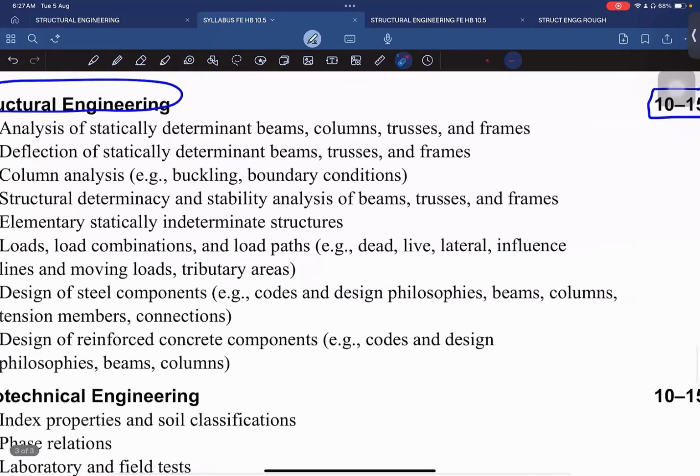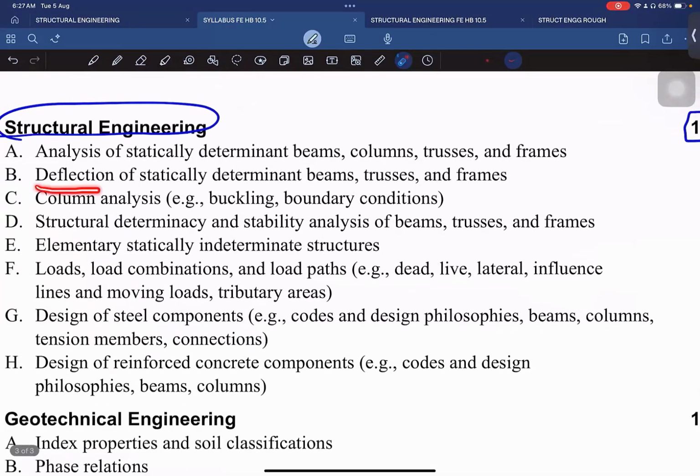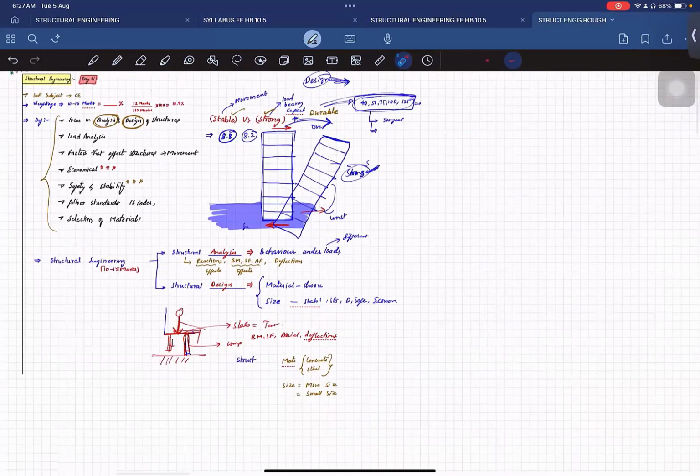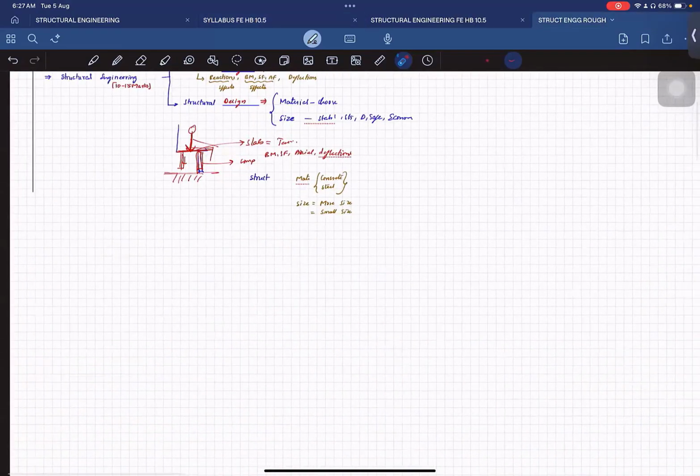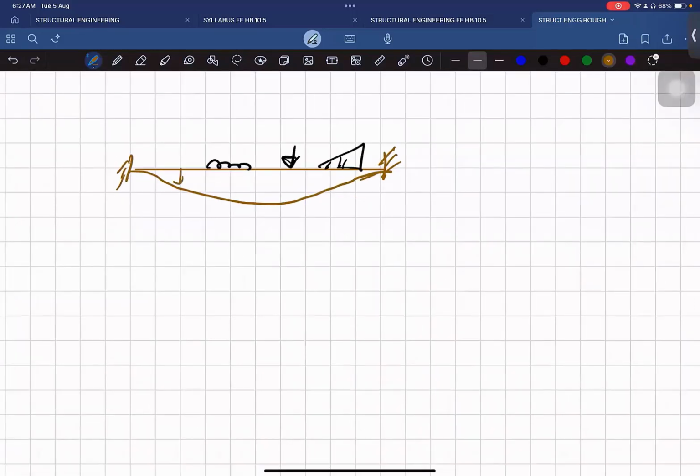So here he said to find the deflections in beams, trusses, and frames. He means to say, when I take a rough, suppose a simply supported or fixed beam, and there is a load acting like this, a point load and varying load, this member will deform something like this. So this deformation and the displacements from the initial point to the final point at different spots, we call deflections.